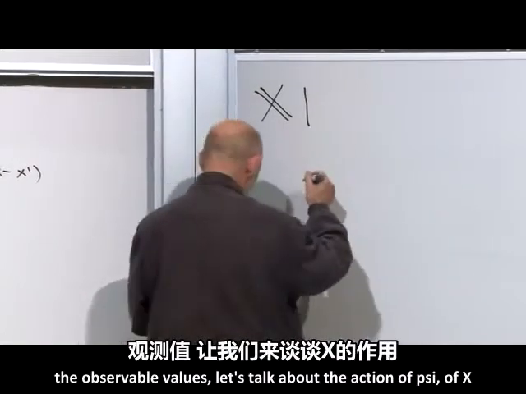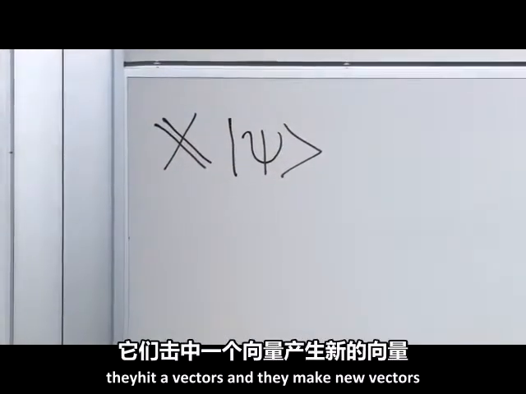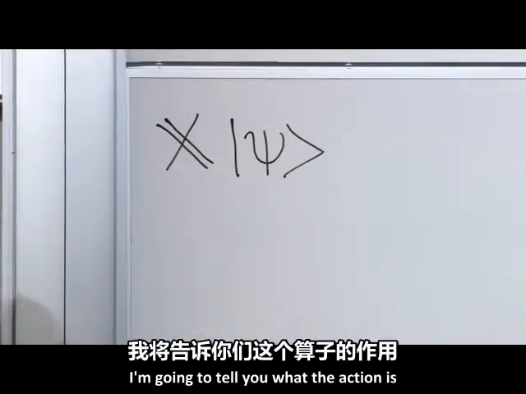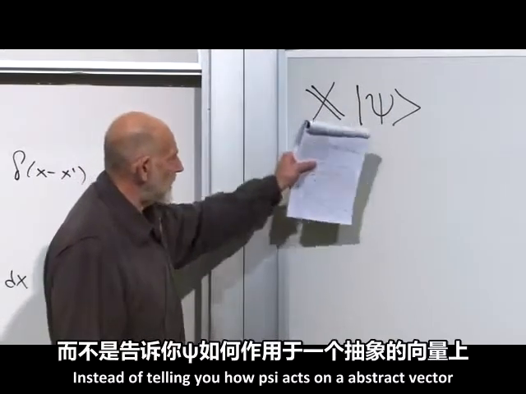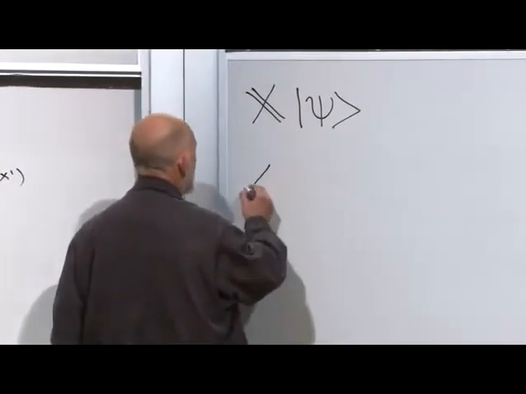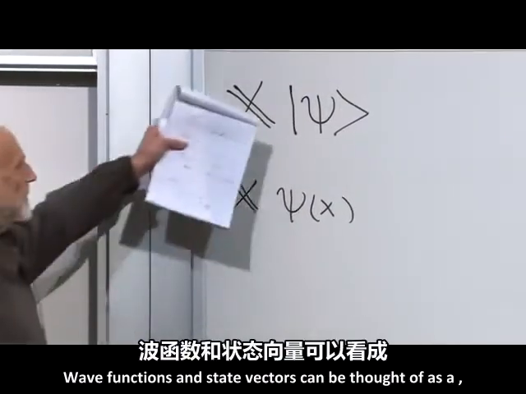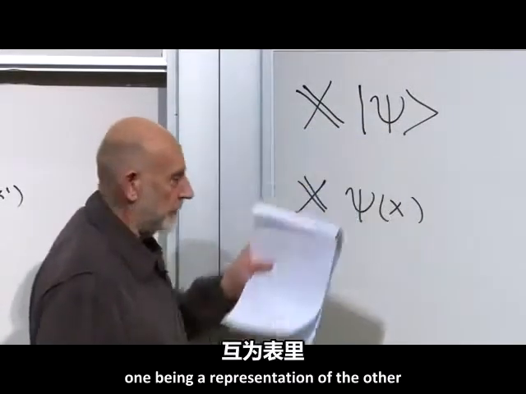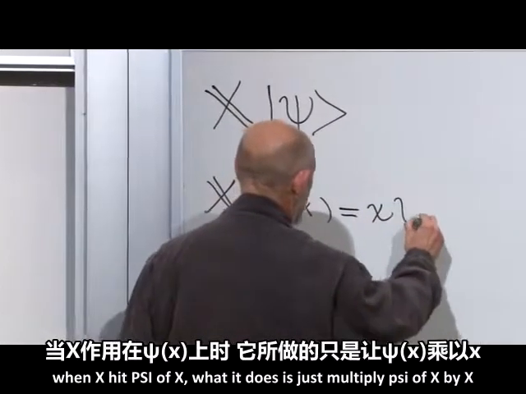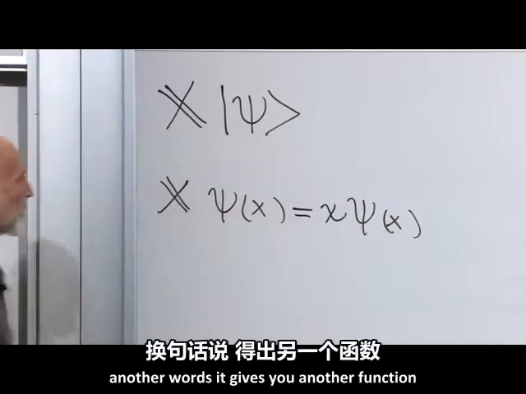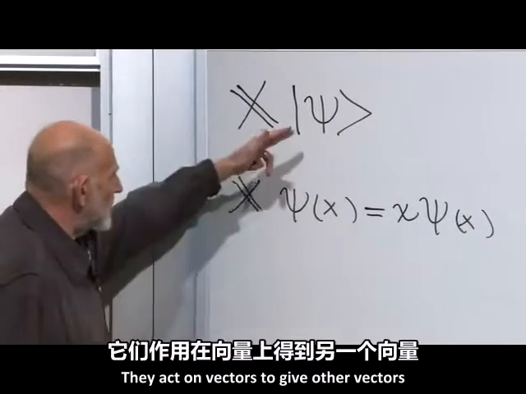Let's talk about the action of x when it hits a vector. That's what operators do. They hit vectors and they make new vectors. I'm going to tell you what the action is by telling you how it behaves in terms of wave functions. Instead of telling you how x acts on an abstract vector, I'm going to tell you what happens when the operator x hits a wave function. Wave functions and state vectors can be thought of as one being a representation of the other. When x hits psi of x, what it does is just multiply psi of x by x. In other words, it gives you another function. That's the nature of operators. They act on functions to give other functions. They act on vectors to give other vectors.